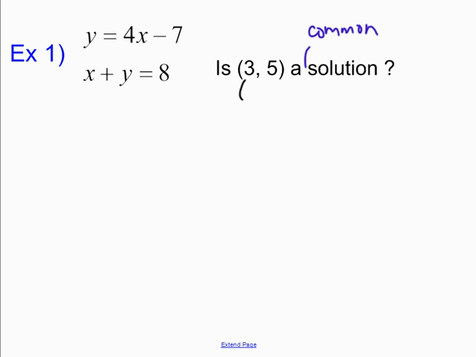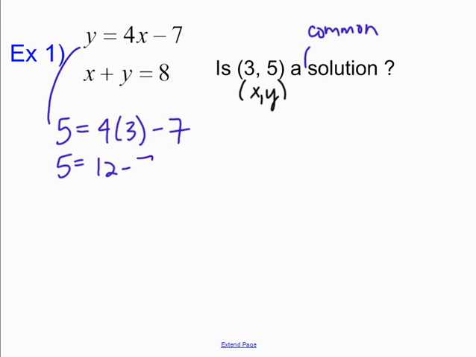We have to remember that the first point is the x and the second point is the y. That will help us when we substitute in. So here we have y equals 4x minus 7. In the y spot, I will put a 5. And in the x spot, I'll put a 3. And then from there, I'll just use order of operations to simplify both sides. If both sides are exactly the same, then we know that that solution is true, or that it is a solution to that particular equation.